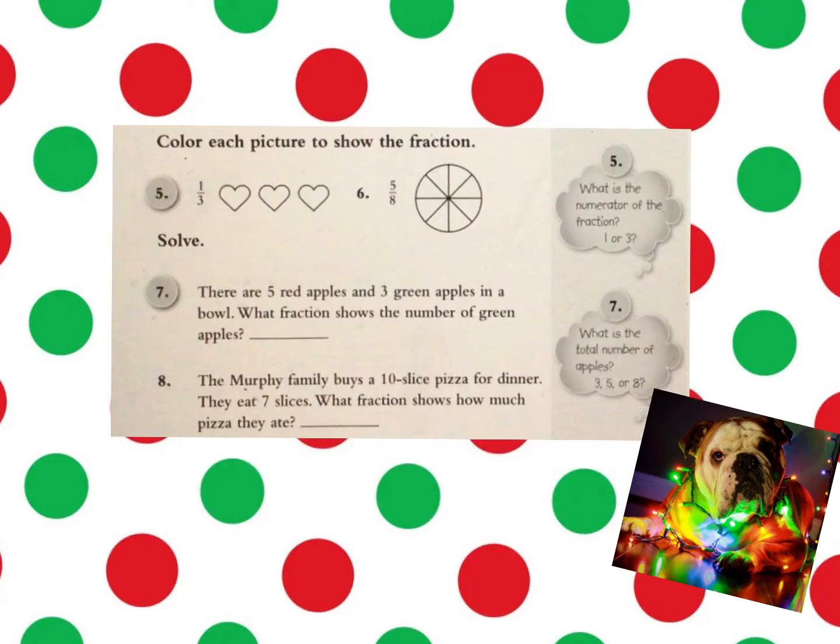Let's color each picture to show the fraction now. So we're doing 1/3, so we're going to color in 1 of those hearts. And then let's try over here, 5/8. So let's color in 1, 2, 3, 4, 5. So I would go like this and down and around and color all that in.